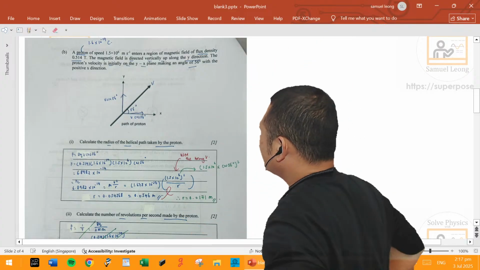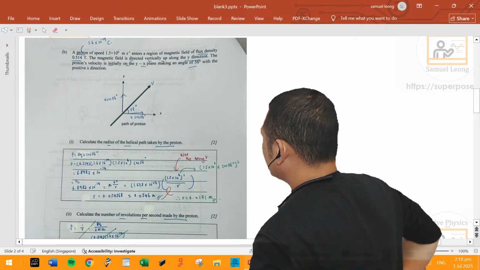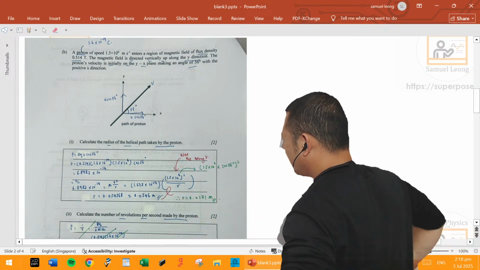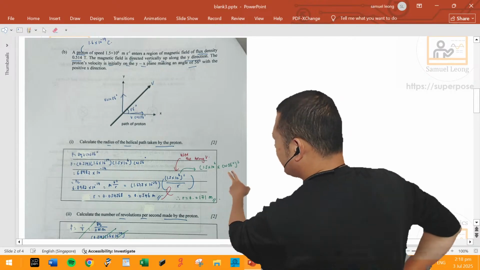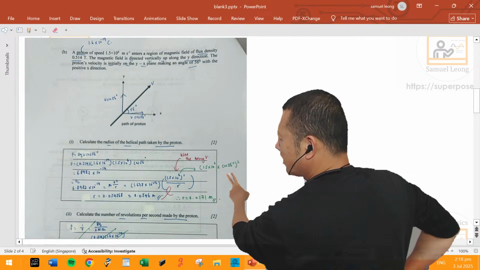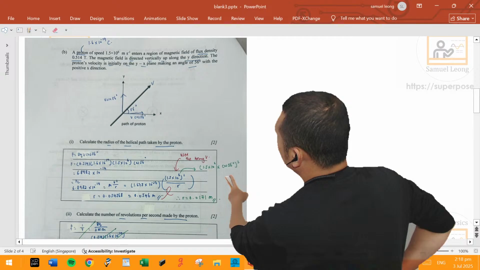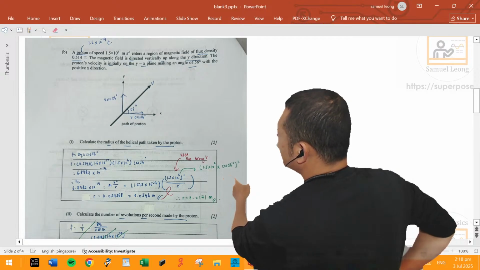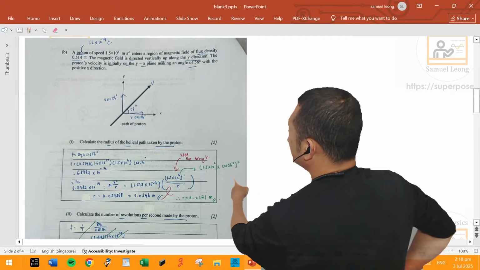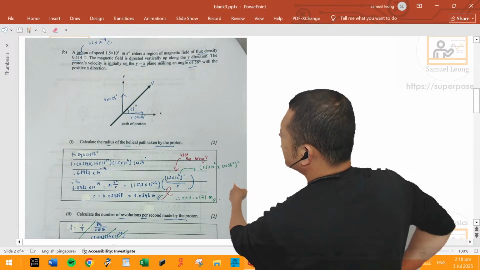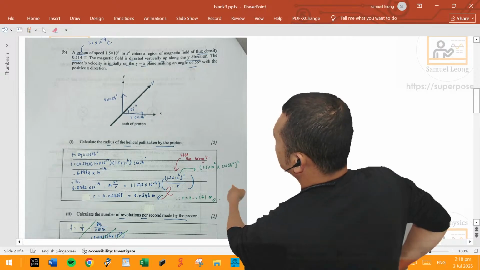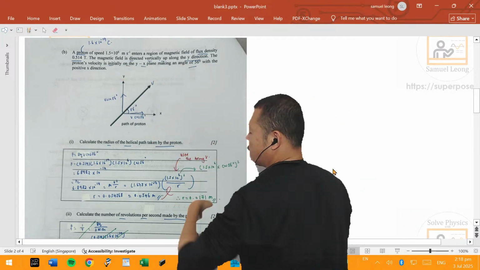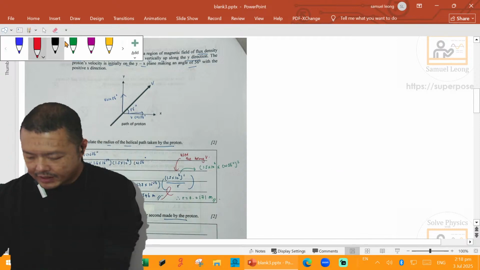Sorry, who marked this? Someone marked it, is it? Oh, okay. Wait, hang on. Then where's the answer key from? This is wrong, yeah? It's not cosine, no? It's sine. Why would it be cosine? Magnetic field is directly vertically. Okay. Sorry. That would be my bad. Sorry, I didn't see that at first.